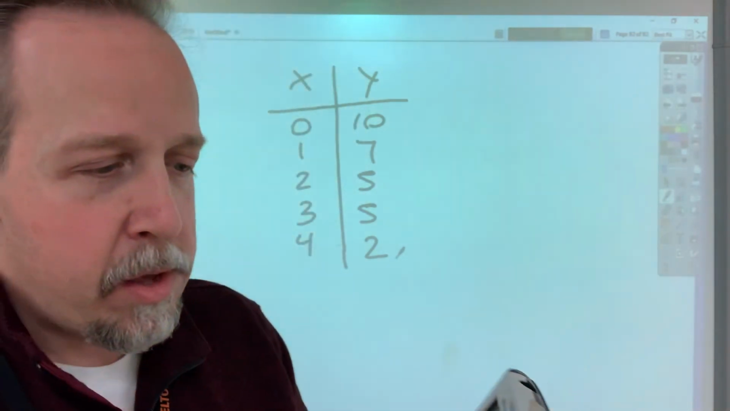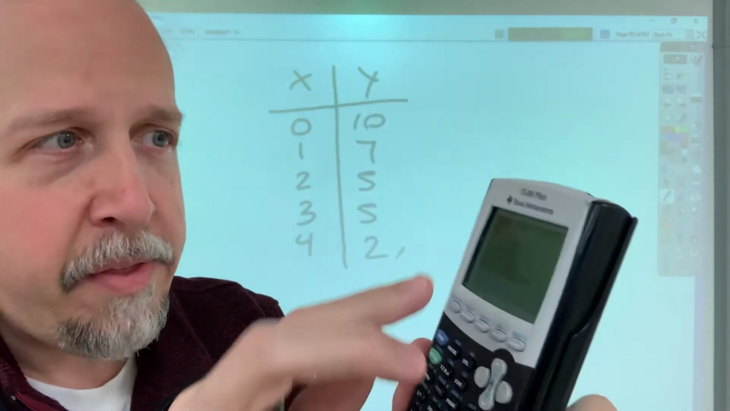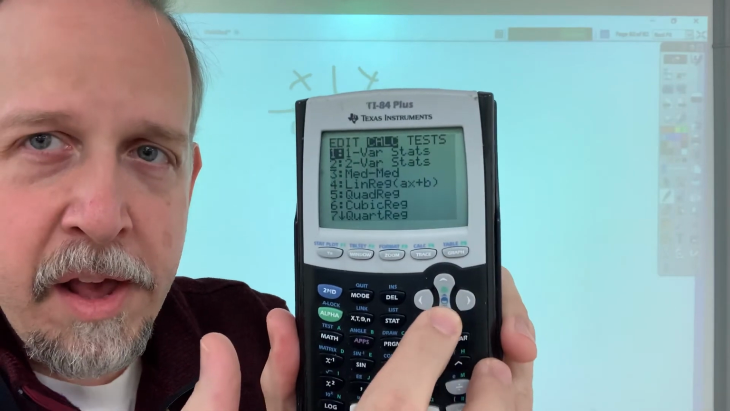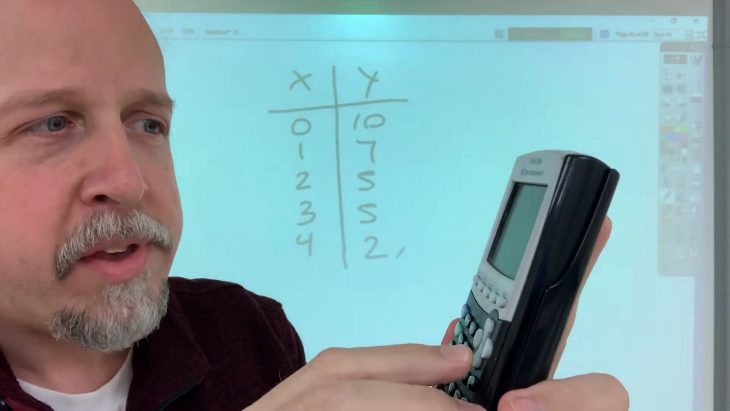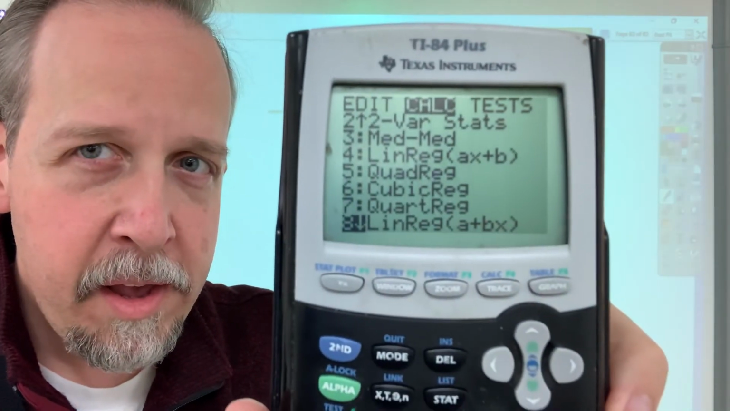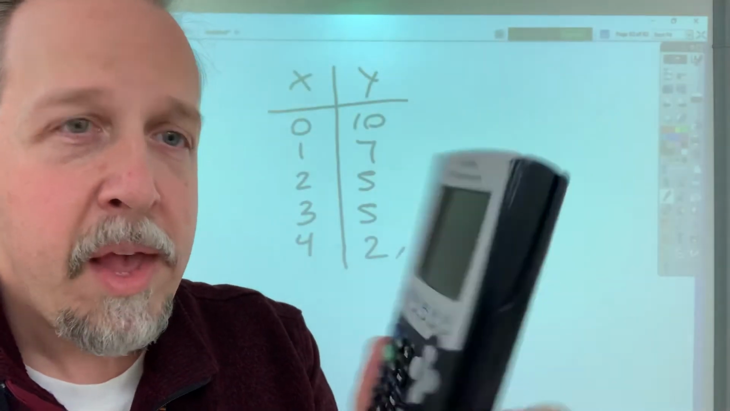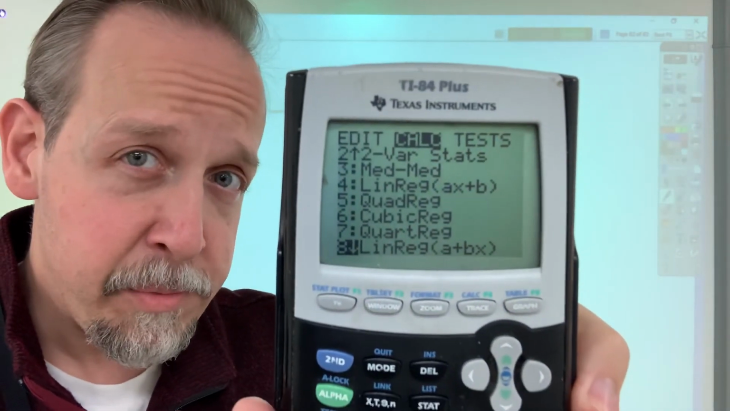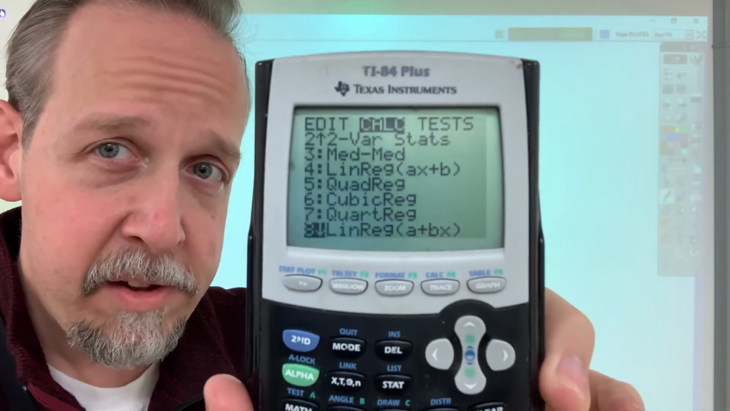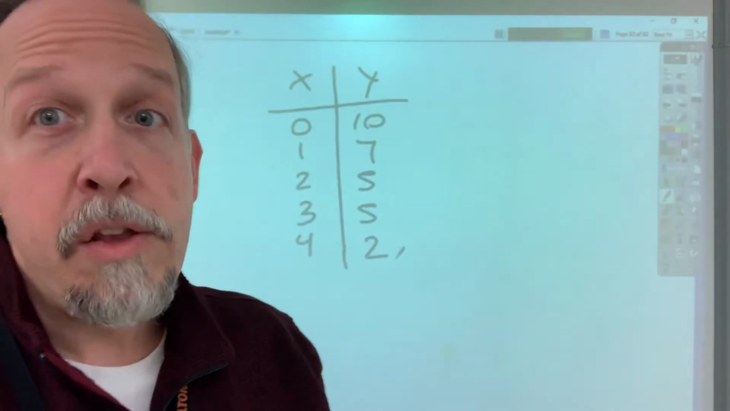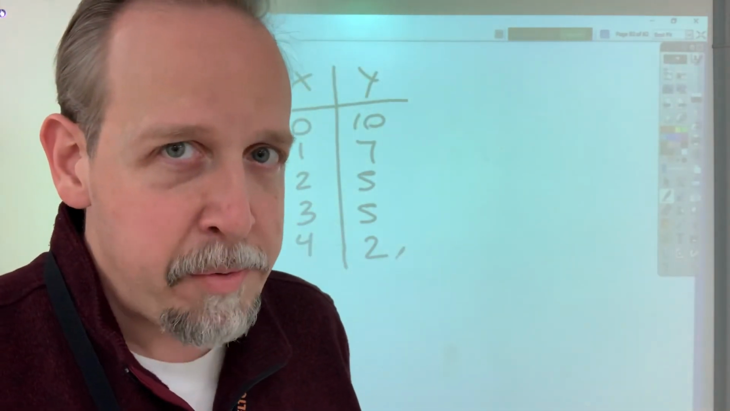Now, we want to go to Stat and then over to Calc. The 8th one down on most calculators says LinReg a+bx. That's the one you want, a+bx, not the first one, a+bx. Stat, Calc, 8. And again, newer calculators will prompt you for the inputs. This is an older one, so it's not prompting me.